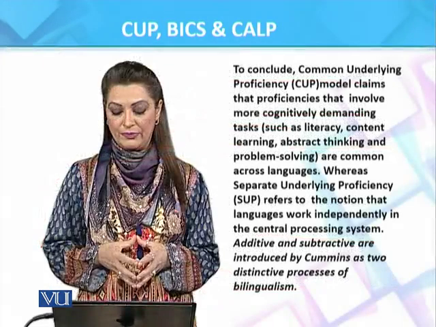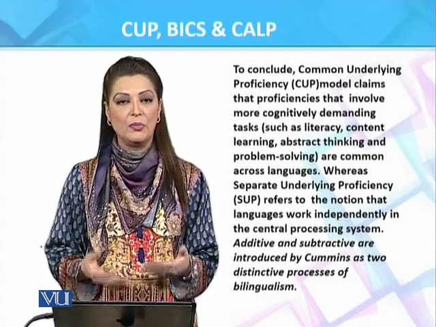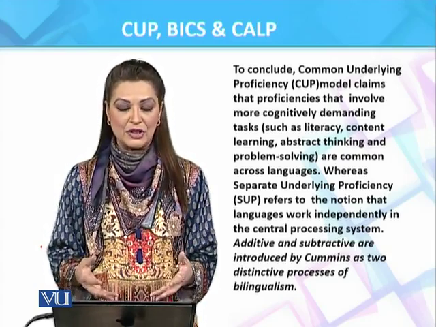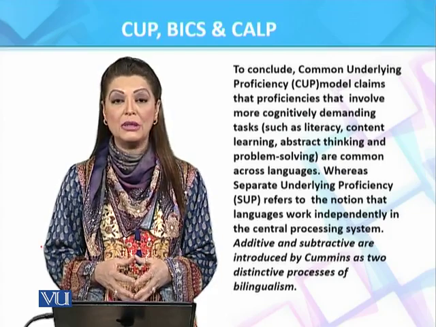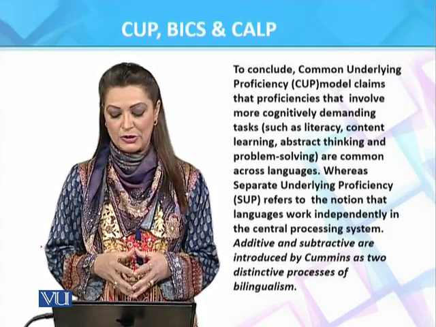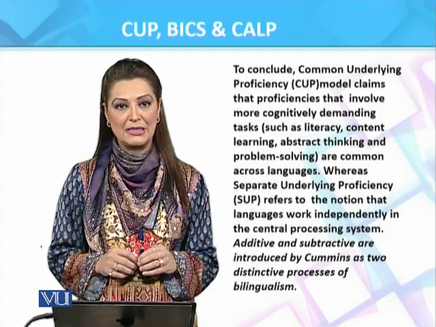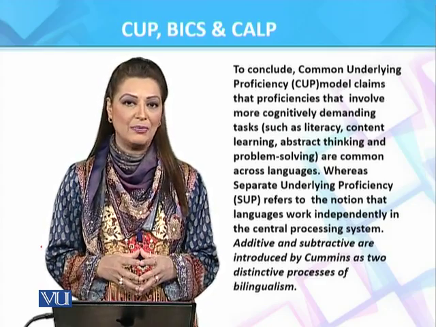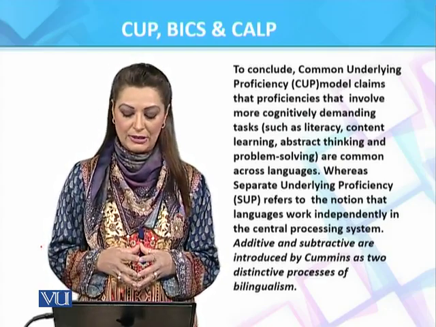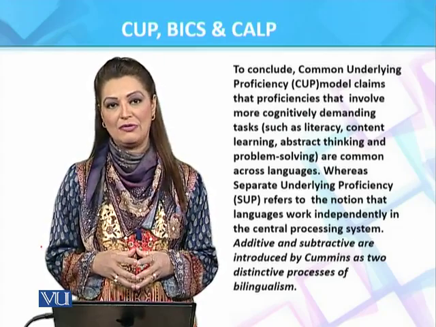To conclude, the common underlying proficiency model claims that proficiencies that involve more cognitively demanding tasks, such as literacy, content learning, abstract thinking, and problem solving, are common across languages, whereas separate underlying proficiency refers to the notion that languages work independently in the central processing system. And then you have additive bilingualism and subtractive bilingualism, introduced by Cummins as two distinctive processes of bilingualism.